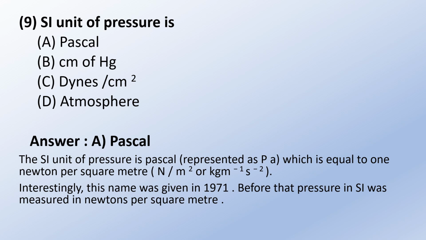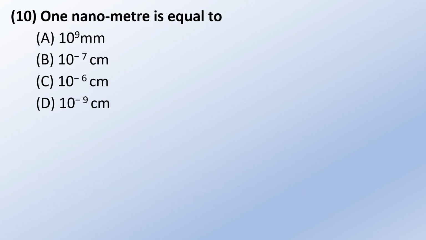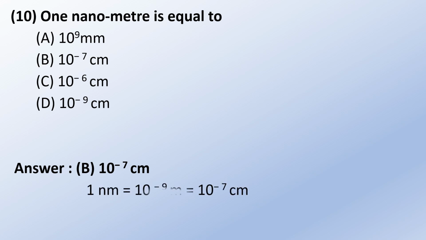Interestingly, this name was given in 1971. Before that, pressure in SI was measured in newtons per square meter. 10. 1 nanometer is equal to A. 10 to the power 9 millimeter, B. 10 to the power minus 7 centimeter, C. 10 to the power minus 6 centimeter, D. 10 to the power minus 9 centimeter. Answer: B. 10 to the power minus 7 centimeter.